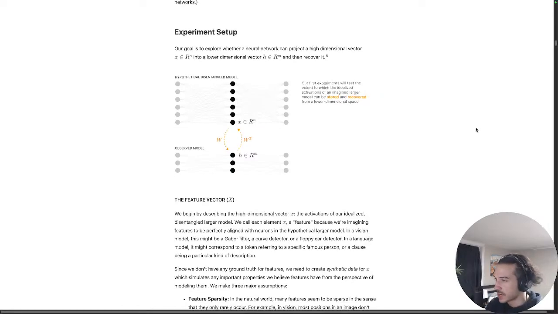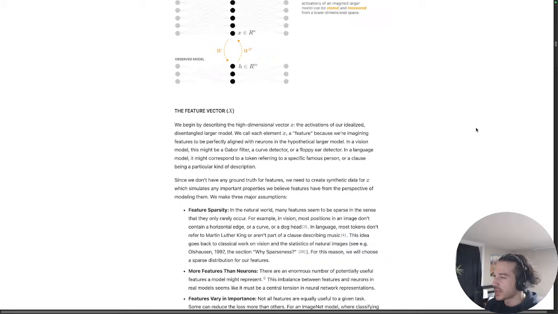The feature vector, x. We begin by describing the high-dimensional vector x, the activations of our idealized, disentangled, larger model. We call each element x sub i a feature because we're imagining features to be perfectly aligned with neurons in the hypothetical larger model. In a vision model, this might be a Gabor filter, a curve detector, or a floppy ear detector. In a language model, it might correspond to a token referring to a specific famous person, or clause being a particular kind of description.